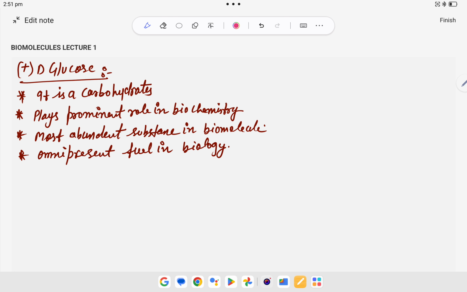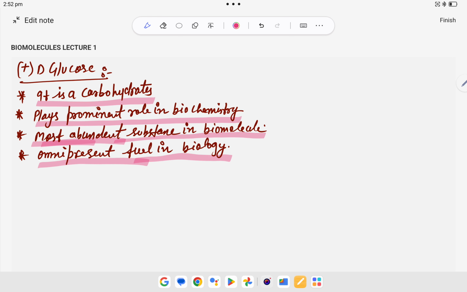So, first thing, it's a carbohydrate, plays a prominent role in biochemistry, very important. Most abundant, easily available, most abundant substance in biomolecules, because without glucose we cannot survive. And it is an omnipresent fuel. Fuel means the substance which provides energy. So this is the substance which is providing energy to us. Plus D glucose. Ose means, children, sugar.